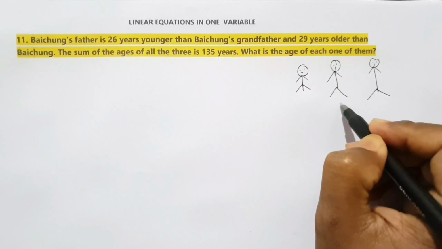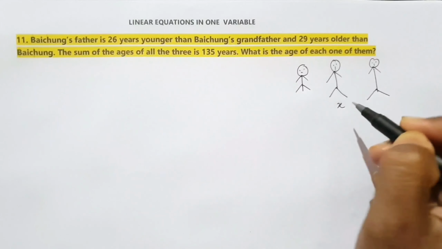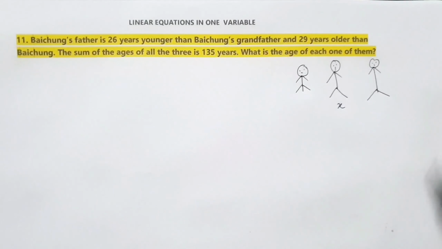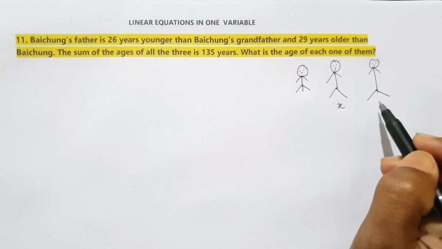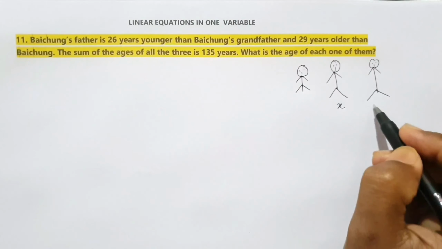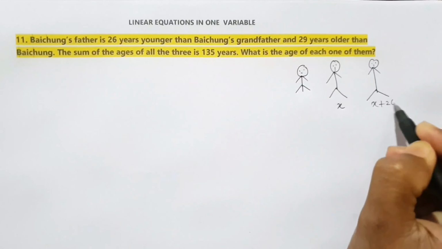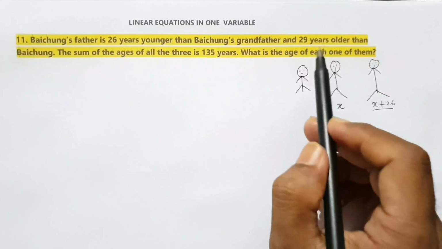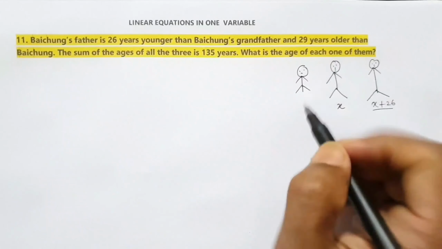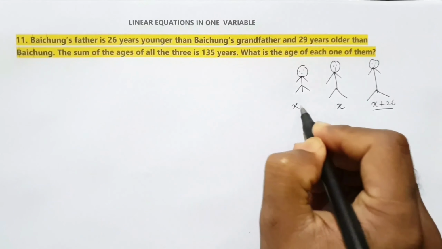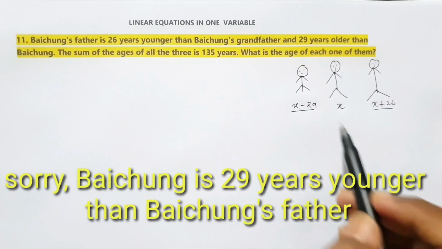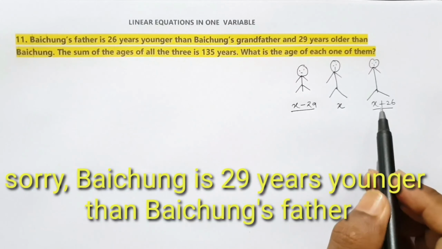So let us assume, suppose Baichung's father's age is X. So he is 26 years younger than Baichung's grandfather. It means that Baichung's grandfather is 26 years elder than Baichung's father. So it will be X plus 26. As he is elder, so it is X plus. Again, Baichung's father is 29 years older than Baichung. It means that Baichung is 29 years younger than Baichung's father. If this concept is clear, we can solve this maths easily.